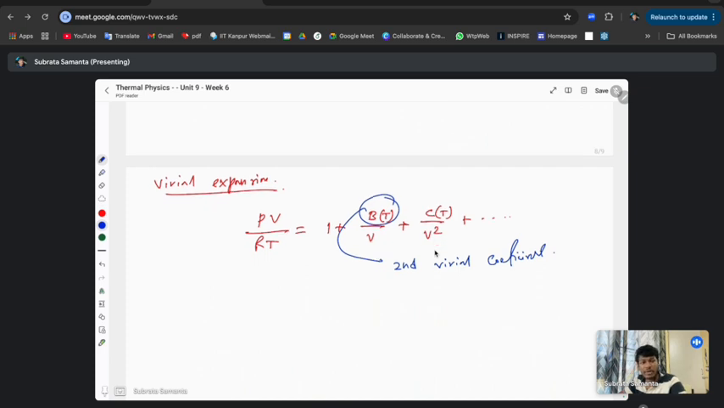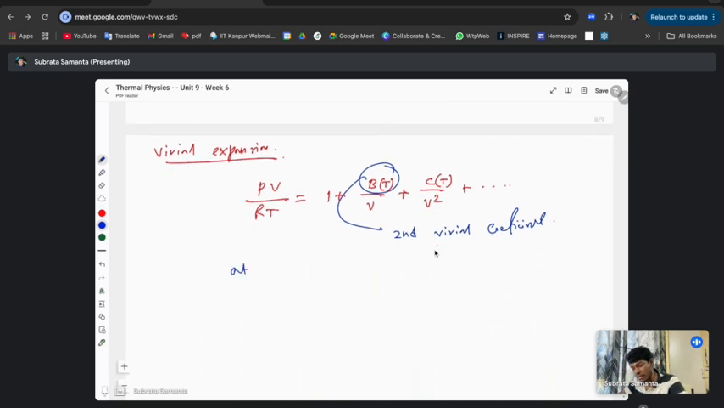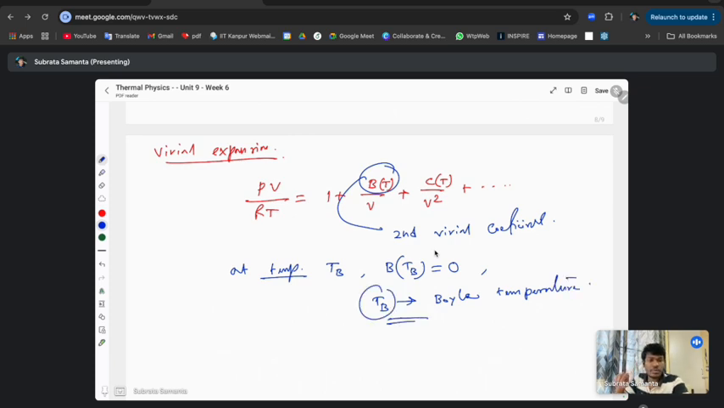Now at a temperature, let's say TB, where B of TB equals 0, this temperature TB is called the Boyle temperature. So TB is the Boyle temperature where the second virial coefficient is 0.